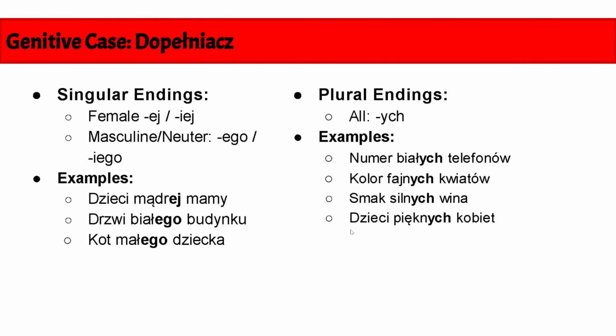Finally, dzieci pięknych kobiet. The children of the beautiful women, basically. Same thing applies. Kobiet is the genitive plural of kobieta, which is a feminine noun. Pięknych is the genitive plural of piękny. So again, we have to apply those adjective rules. Kobieta is feminine. We have piękny. It changes to pięknych, because again, all of them take the same ending.